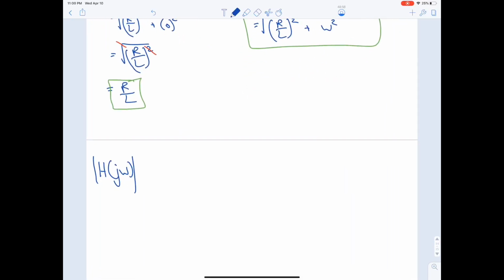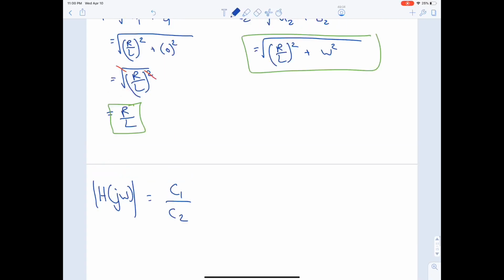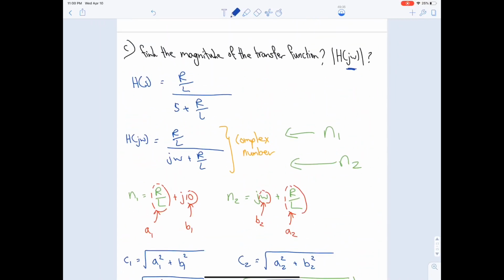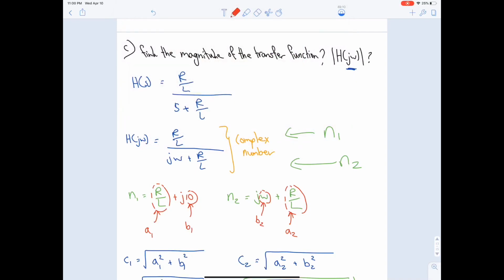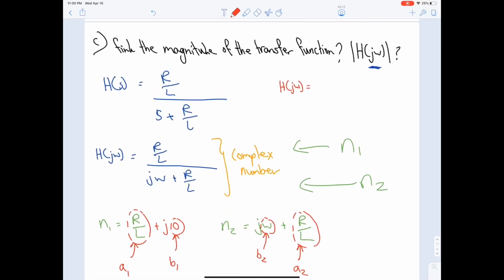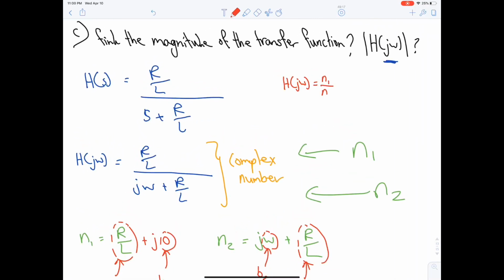It's equal to C1 divided by C2. Why is it C1 divided by C2? Let me show you why. Here we said we will break our transfer function into two numbers, N1 and N2. And N1 and N2 in the phasor format will be C1 e^(j theta 1), C2 e^(j theta 2).